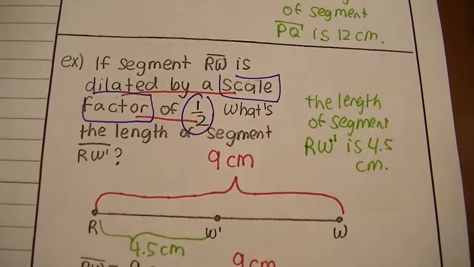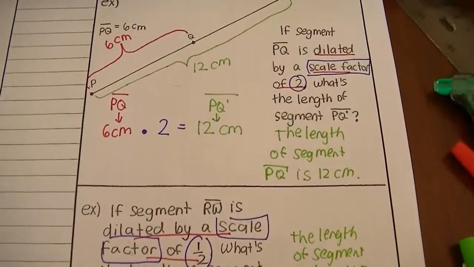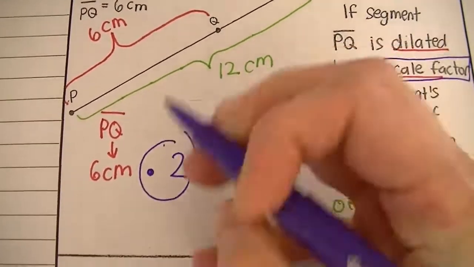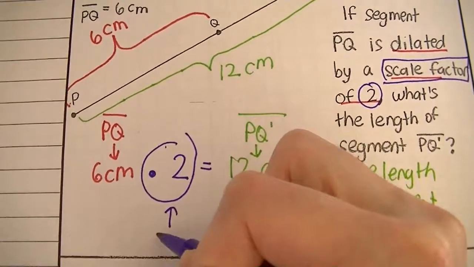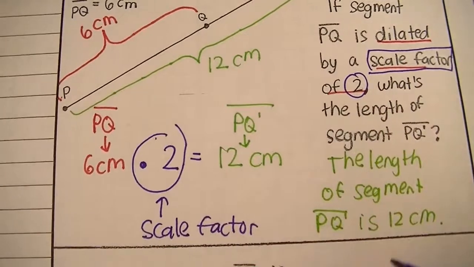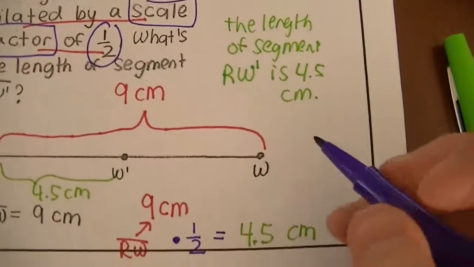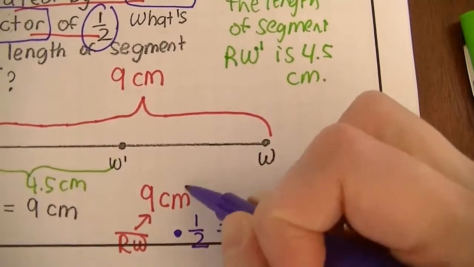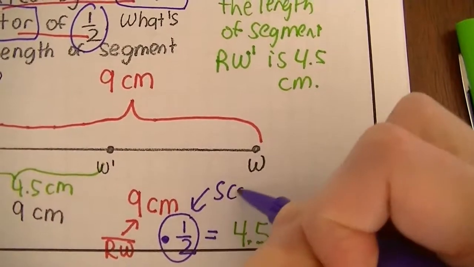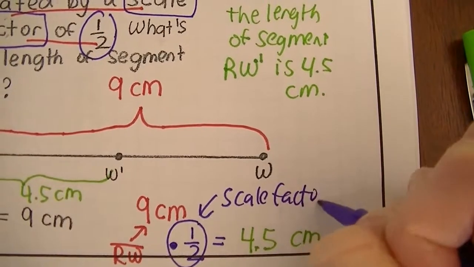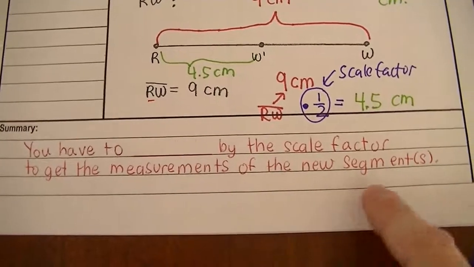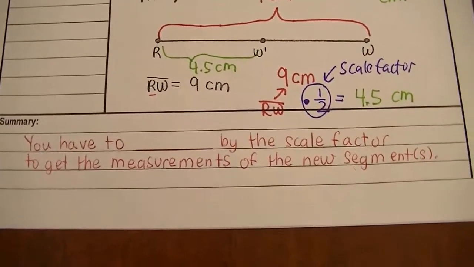Okay, so just to give you a little refresher of what just happened, notice how we multiplied by the scale factor right there. You multiply the original by the scale factor to get your new length. Okay, and again down here, you multiply your original times your scale factor to get your new length. So go ahead and fill in this blank. You have to blank by the scale factor to get the measurements of the new segment or segments.